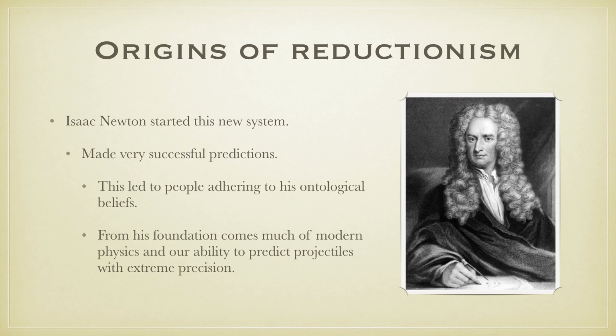One of the key people who are associated with the origins of reductionism is Isaac Newton. Through Isaac Newton's new look at ontology and his emphasis on quantity, he was able to make very accurate predictions. This led to many people adhering to his ontological beliefs. Though his research in physics, which allowed him to know many different things, certainly contains much truth, it does not guarantee the validity of his beliefs regarding ontology.